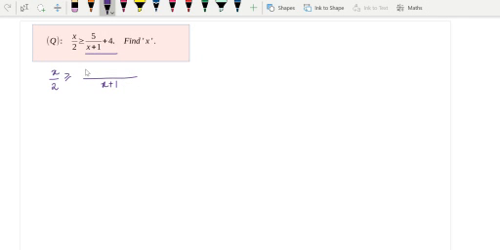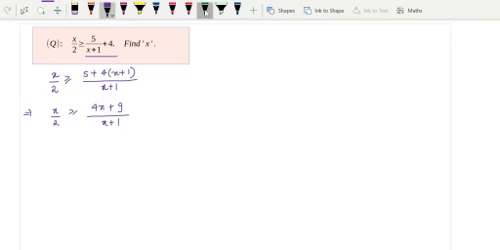Okay, I take the LCM. I get 5 plus 4x plus 1. Let's simplify a little more. So you have this is greater than (4x + 9) over (x + 1). Okay, so what next? I'm going to take everything on one side. Let's take x by 2 to the other side, and what I get is negative x by 2 is less than or equal to 0.